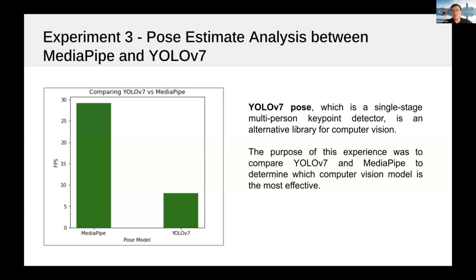A higher FPS means that the output is better, and lower means worse. And we found that YOLOv7 had a much lower FPS of about 8.1, while MediaPipe had about 29.2 FPS, which justifies why we use MediaPipe as compared to a competing computer vision model.